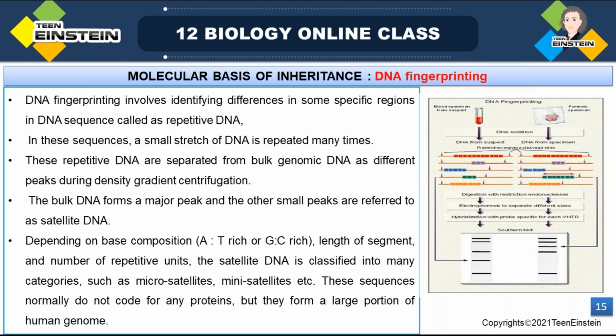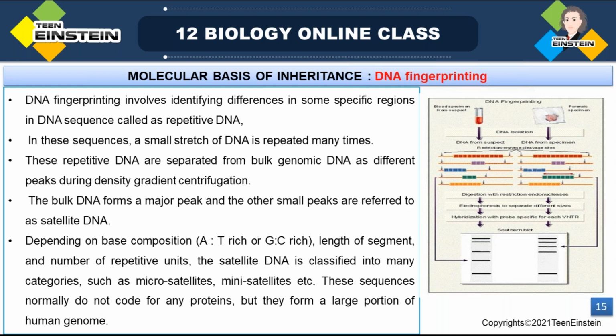We spoke about repetitive sequences just before. In the previous topic, we discussed the repetitive units or sequences that cover most of the genome. In the human genome, most of it is covered by repetitive sequences. So they are finding differences in these repetitive DNA sequences. These small stretches of DNA repeat many times, sometimes tens, even thousands of times. So the first step is separation of this repetitive DNA from the bulk genomic DNA.